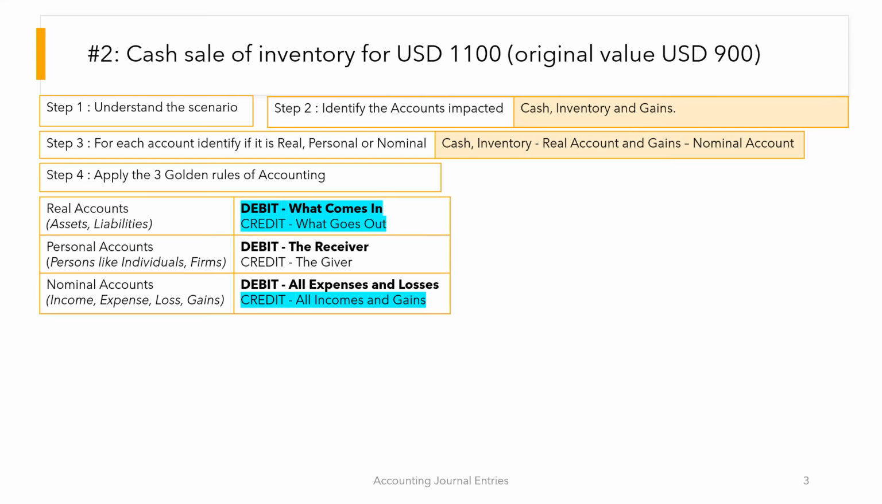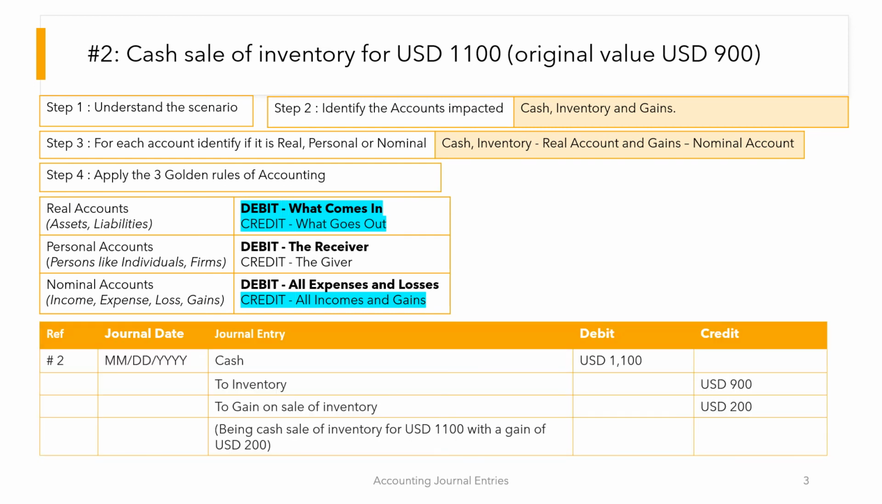What is the overall journal entry? The journal entry is cash debit 1100 for the full value of cash received, to inventory a credit of USD 900, which is the original value, to gain on sale of inventory, which is the actual gain, the differential between the original value and the sale value of 1100. The net difference is the gain, which is $200. So we credit it to gain on sale of inventory.